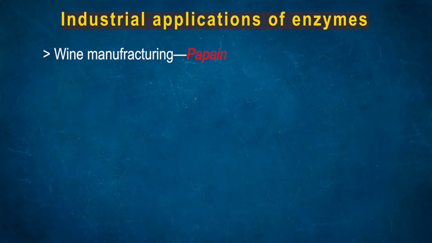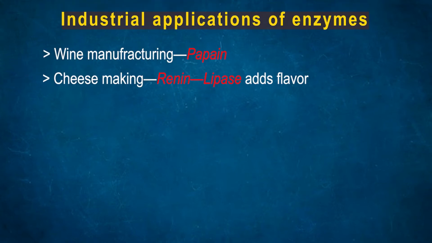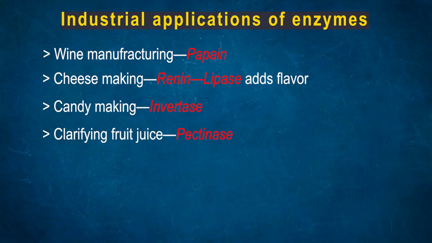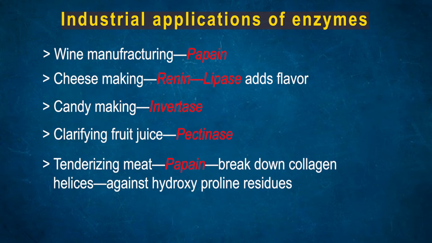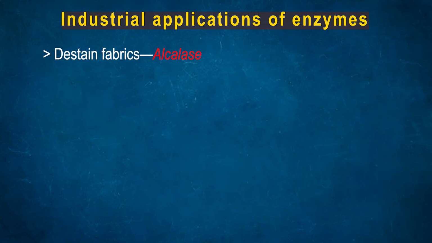Industrial application of enzymes, one by one I will tell about them. Number 1, papain is needed for wine manufacturing. For cheese making, rennin is needed. Lipase adds flavor to it. For candy making, invertase is needed. For clarifying fruit juice, pectinase is needed. To tenderize meat, papain is needed, which breaks down the collagen helices at hydroxyproline residues. For bread whitening, lipoxygenase is needed. To destain fabrics, alkalase. For recovering silver, pepsin.